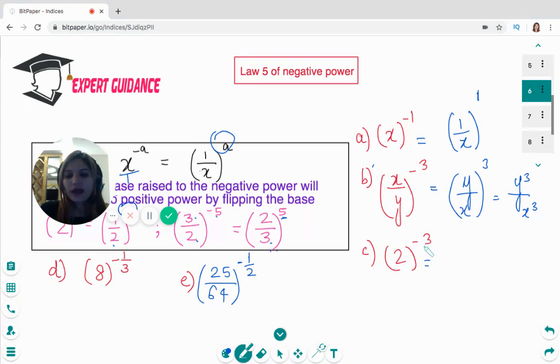This is 2 to the power minus 3. First flip the base, that becomes 1 over 2 cubed. 1 over 2 cubed means 1 times 1 times 1.